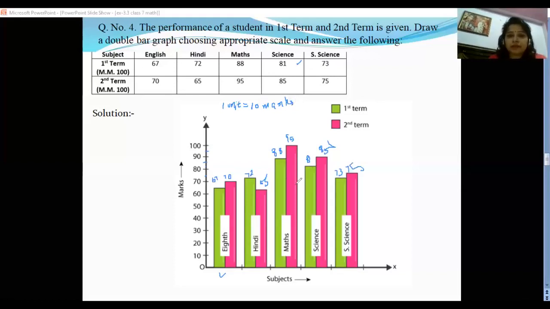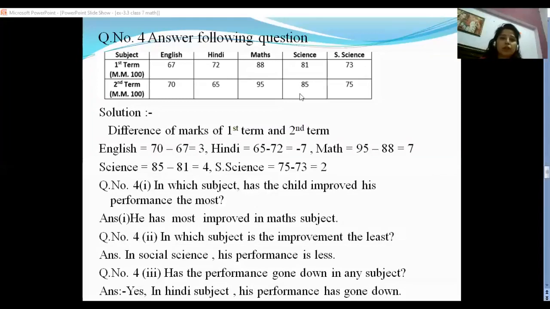Now next, question number 4. Answer the following question. The data is given, that double bar graph we have already made, and now they have asked some questions. First of all, to find the answer, what we have to write is the difference. They are asking about the comparison, so we have to mention the difference of the marks in the first term and the second term. Just for the sake of writing the answers, we have to mention all these things. So what we are finding is the differences between them.